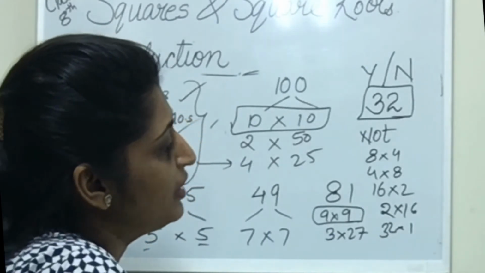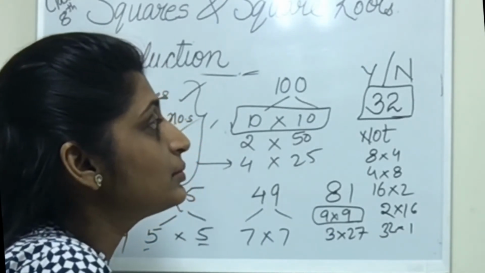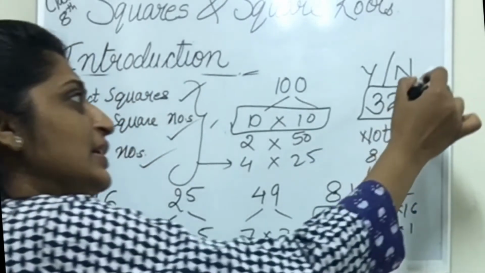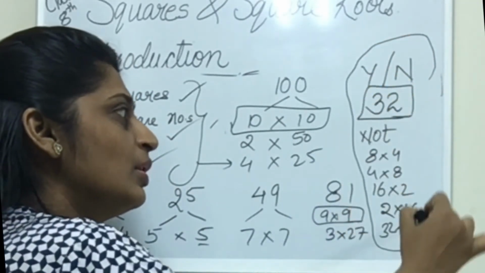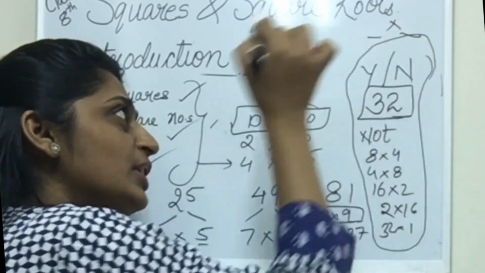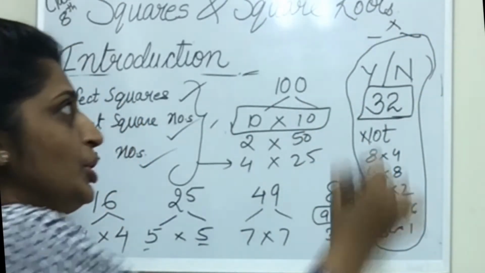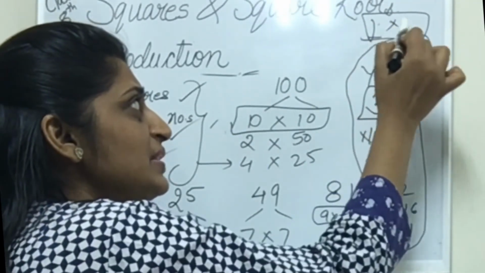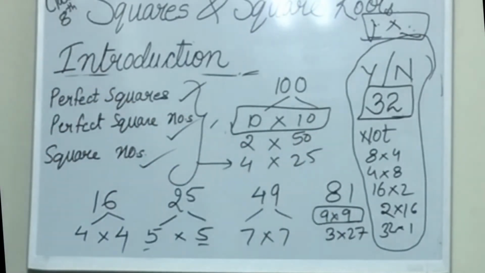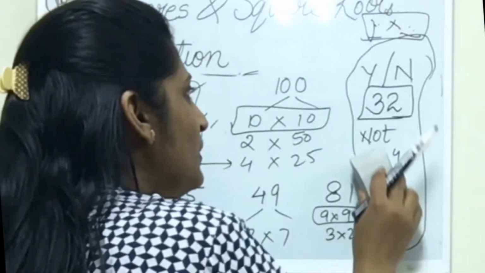And any other way? That's all. So is there any other way in which we got 32? Is there any way in which I multiplied two same numbers and got 32? No. Since the product of two same numbers cannot give me 32, therefore 32 is not a perfect square. I hope you are getting it.